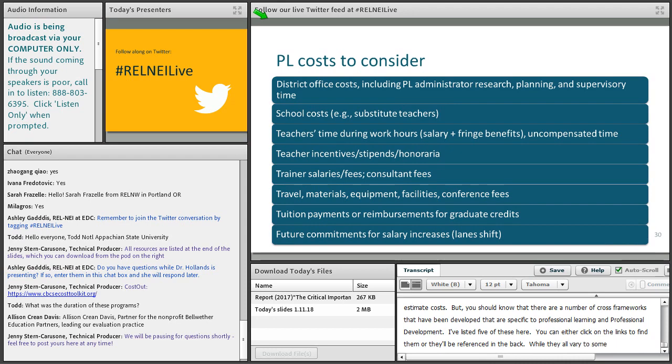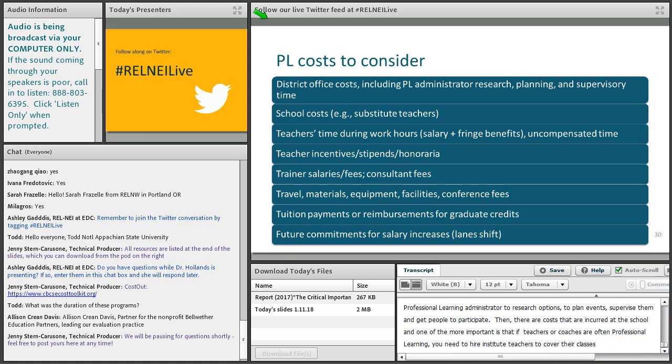While they all vary to some extent, these are the professional learning costs that pretty much everyone agrees need to be considered. So first of all, district office costs, which includes the time of the professional learning administrator to research options, to plan events, supervise them, and get people to participate. Then there are costs that are incurred at the school, and one of the more important is that if teachers or coaches are offering professional learning, you need to hire substitute teachers to cover their classes.